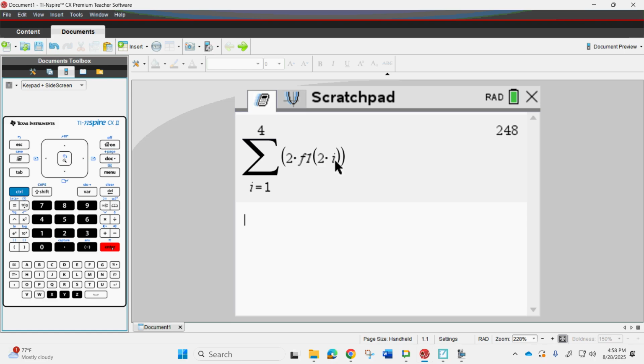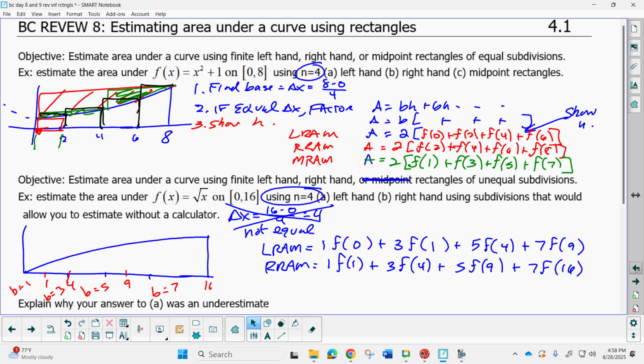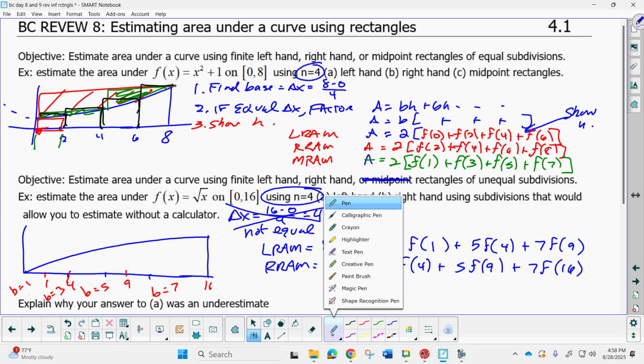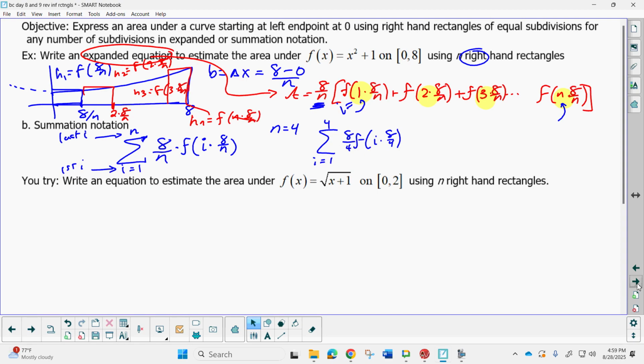Now, had I taken a little more time, that's what we would have had in our first example right here if I had calculated out that 4 rectangle RRAM on x squared plus 1. 248 is what we would have had. Now, say I wanted a little more precision. I could do more. I could do ugly stuff like n equal 57.